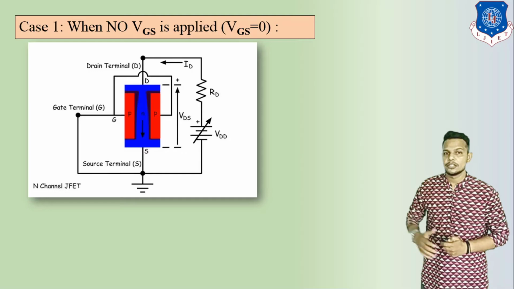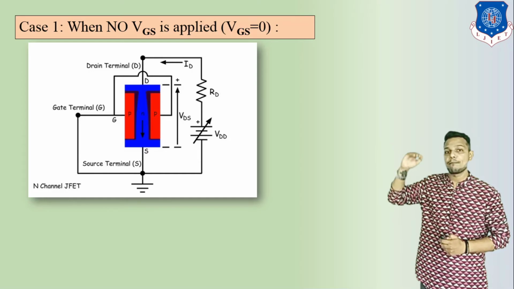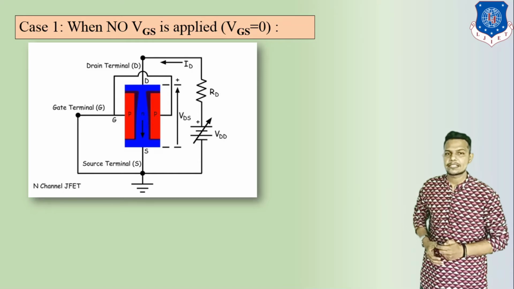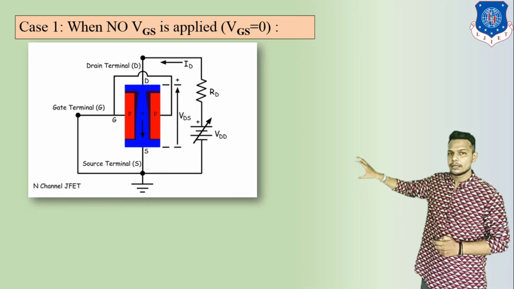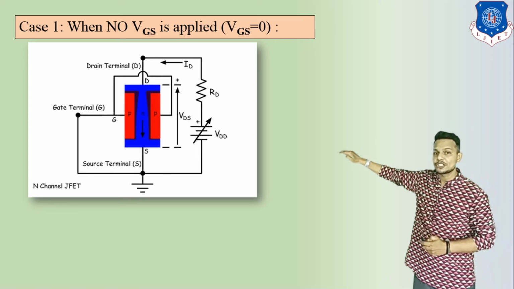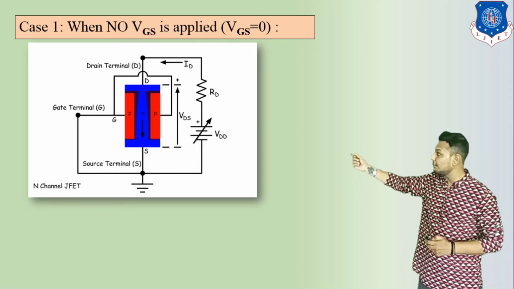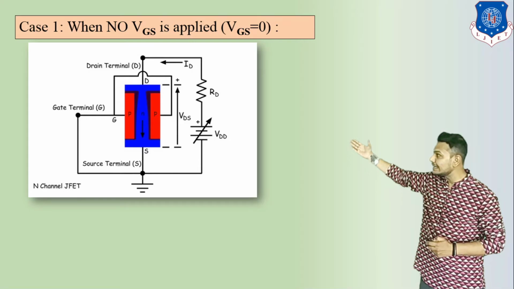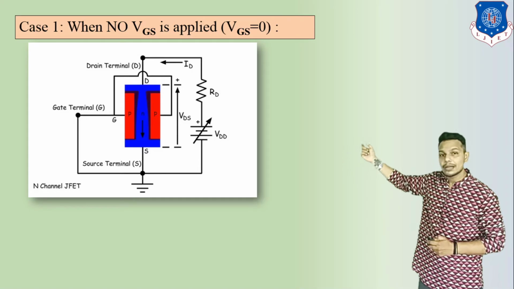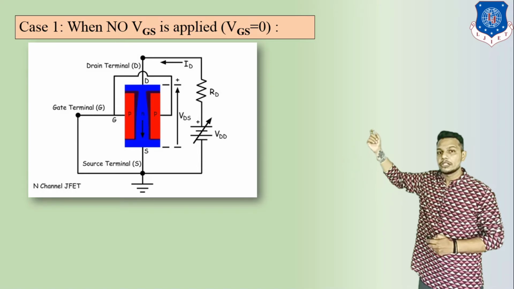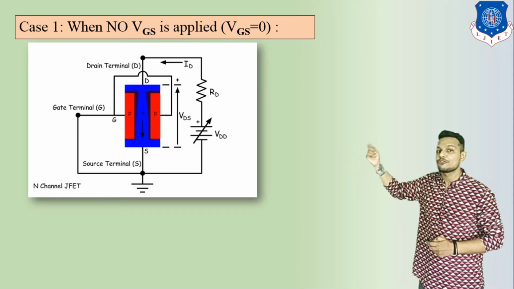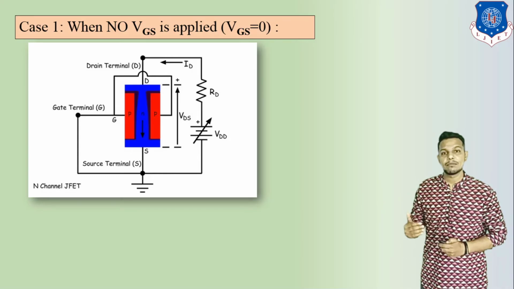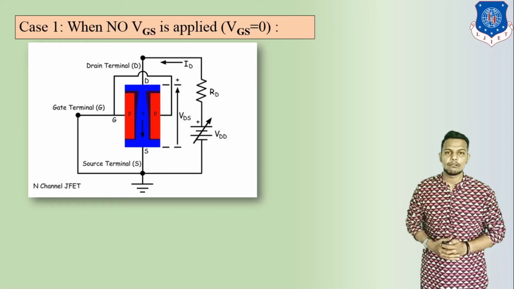And that means the flow of ID is maximum at VGS equal to 0. Here we can see it is working because there is no depletion region, so channel width is larger. It is clearly visible that the channel width is larger, so the flow of drain current is maximum. So it is also known as maximum drain current at VGS equal to 0.